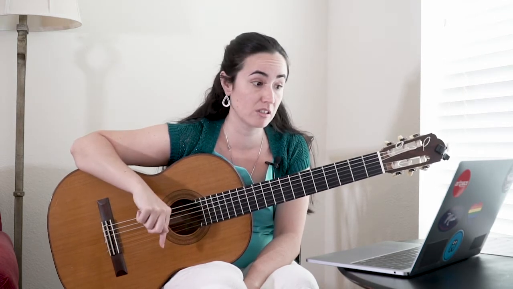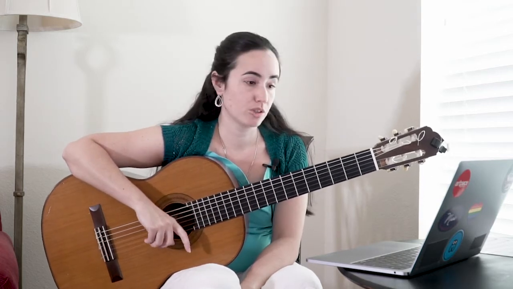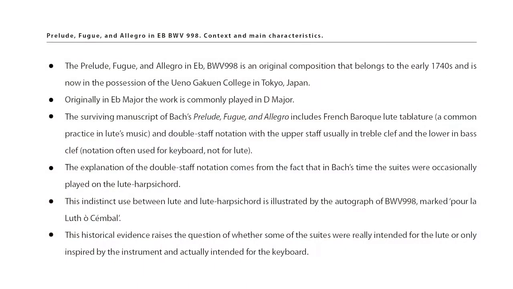And this notation is actually more often used in keyboard, not lute. The explanation of this double staff notation for lute music comes from the fact that in Bach's time, the suites were occasionally played on the lute harpsichord that I mentioned before. Indistinct use between lute and lute harpsichord is illustrated by the autograph of the piece marked "Pour la lute ou cembalo."